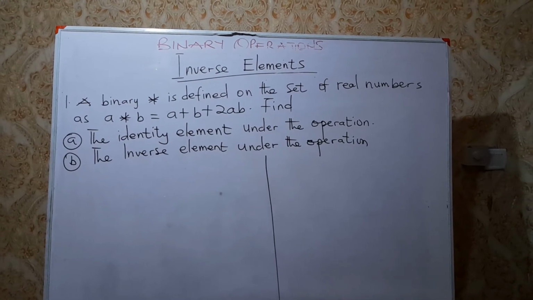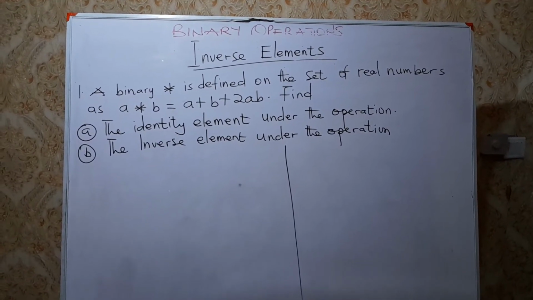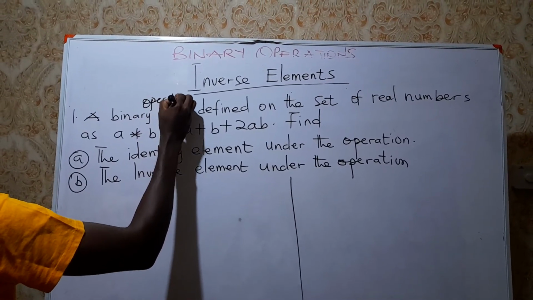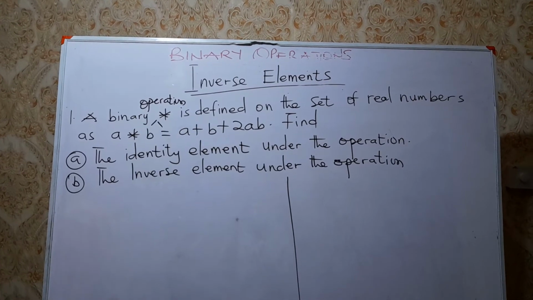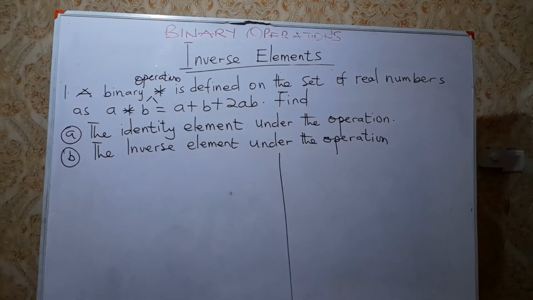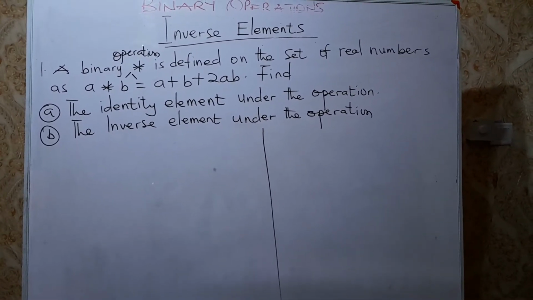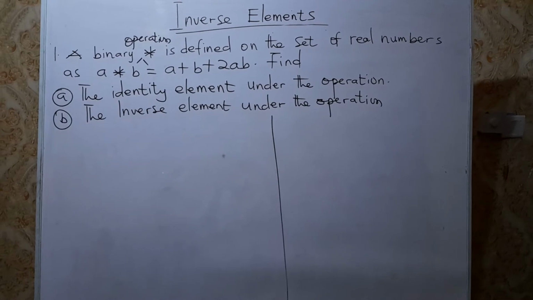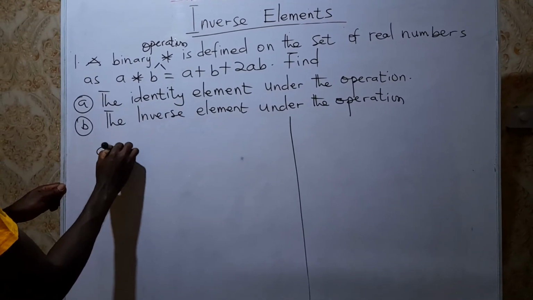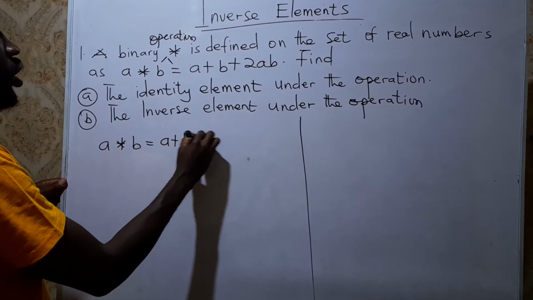So let's solve our first question under the inverse element. They say a binary operation star is defined on a set of real numbers as A star B equal to A plus B plus 2AB. We should find A, the identity element under the operation, then B, the inverse element under the operation. Remember they say A star B equal to A plus B plus 2AB.